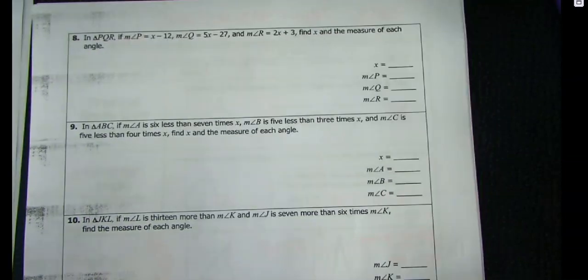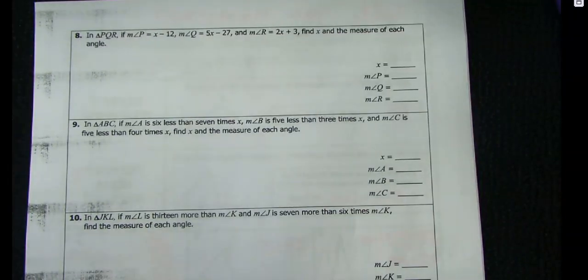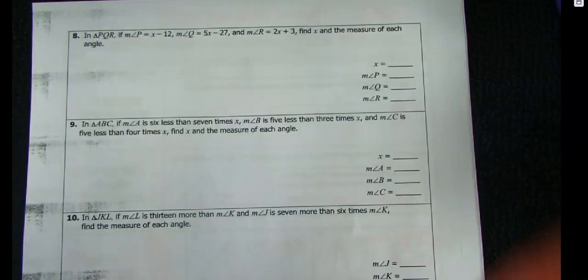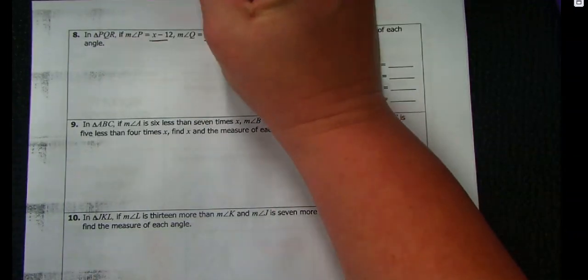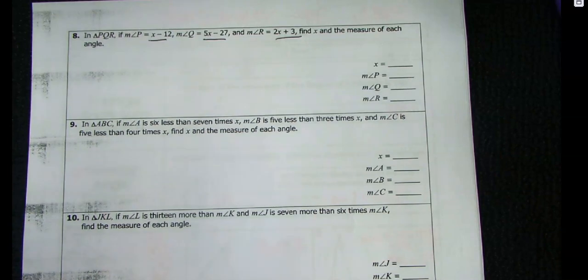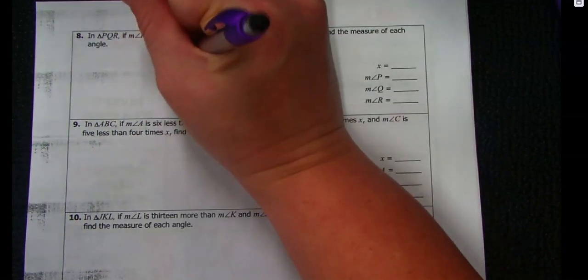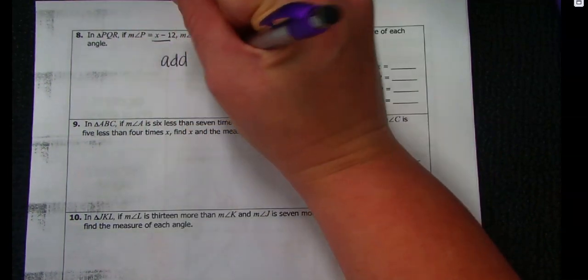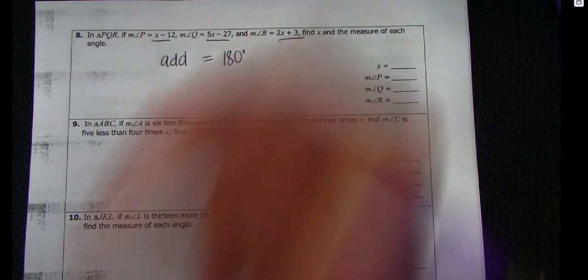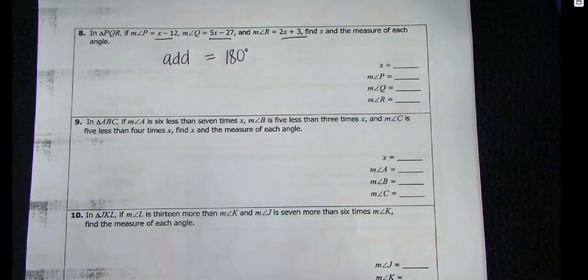We've got some word problems here. In triangle PQR, angle P is this, angle Q, angle R. They want you to find each of the measures. So what do you need to do with each of these? Add them together. Set equal to 180. I'm not going to do that one, but that's how you would do that.